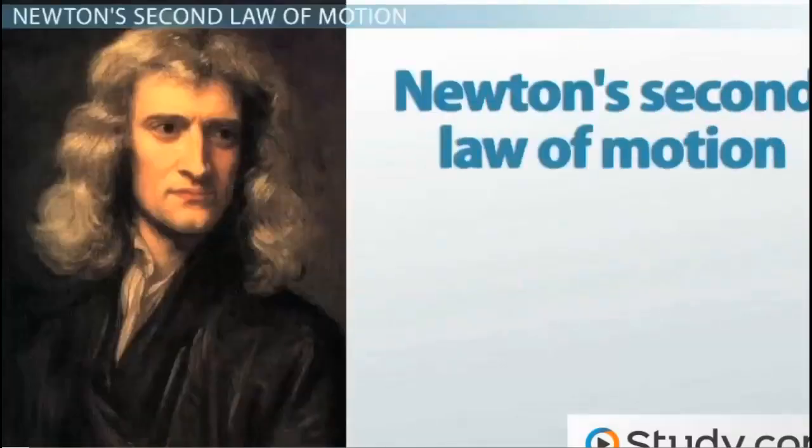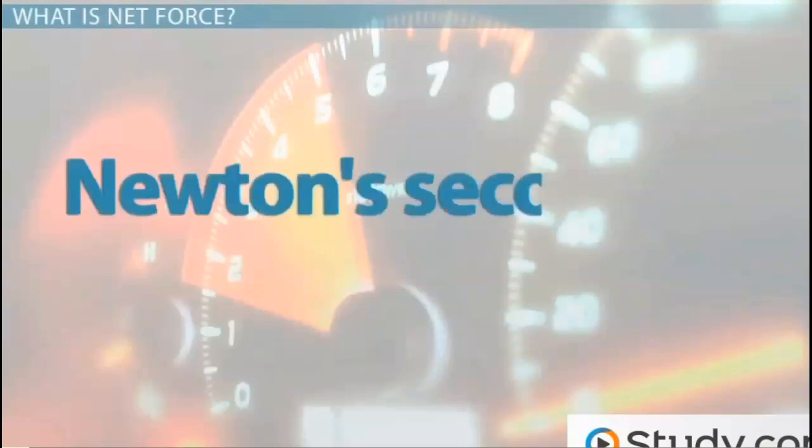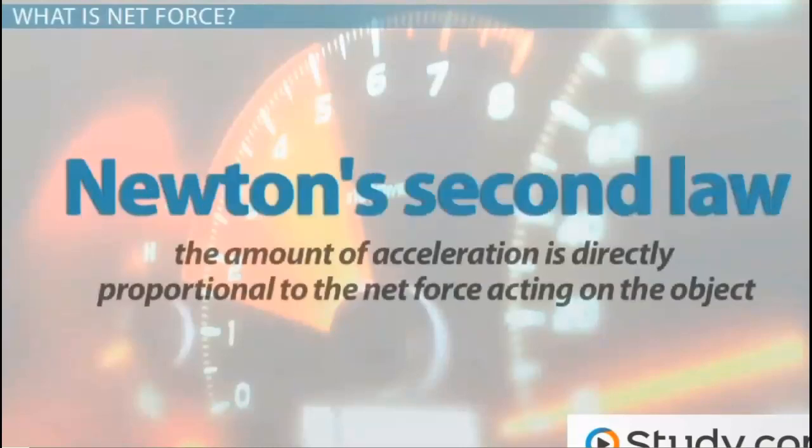Newton's second law of motion provides the explanation for the behavior of objects when forces are applied to the objects. The law states that external forces cause objects to accelerate, and the amount of acceleration is directly proportional to the net force acting on the objects and inversely proportional to the mass of the objects.